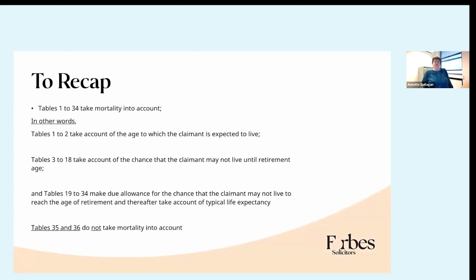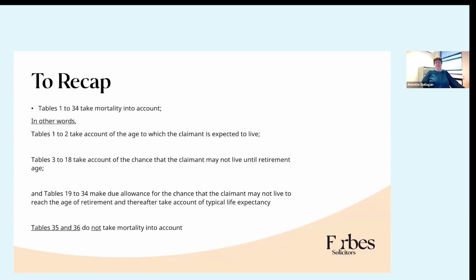So just to recap, the first 34 tables take into account mortality rates. So in other words, tables 1 and 2 take account of the age to which the claimant is expected to live. And tables 3 to 18 take account of the chance that the claimant may not live until retirement age. And tables 19 to 34 make allowance for the fact that the claimant may not live to reach a retirement age.